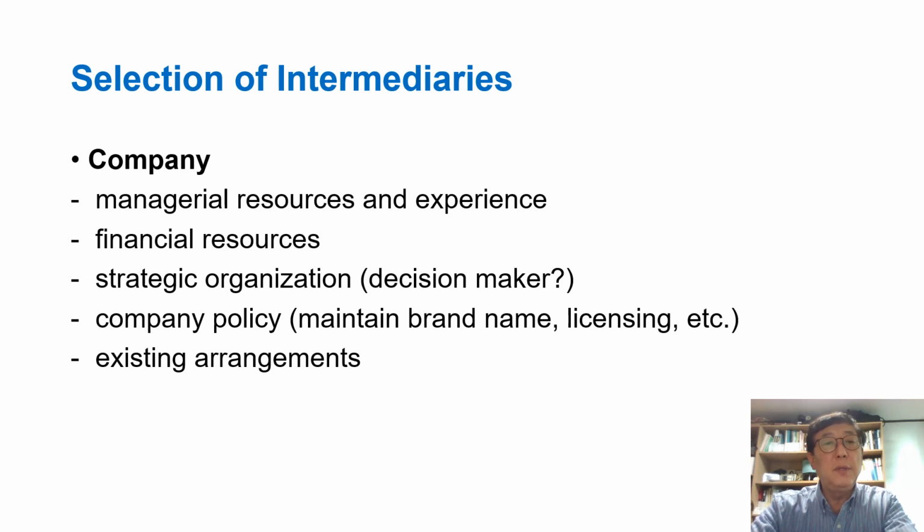And then company. Which company is your intermediary? They have some managerial resources and experience, which is very important. And they have financial resources, enough money to do the business. And strategic organization, so who is the decision maker is also another important point. And company policy is to maintain brand name and licensing. So what is the company's policy and existing arrangements? This is about the company.